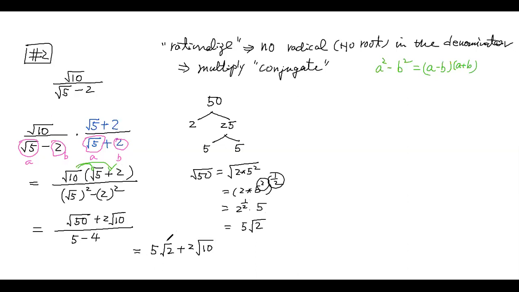Can I combine this 2 and this 2? No, I cannot, because they have different square roots. So I cannot do it. This will be my final answer here.